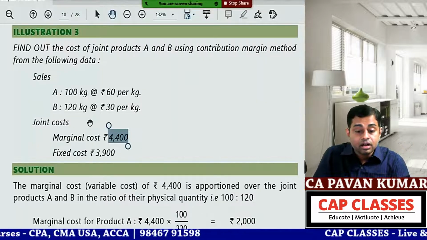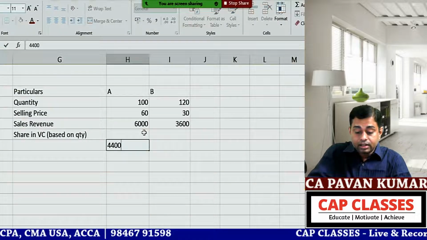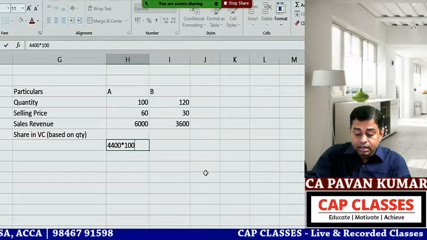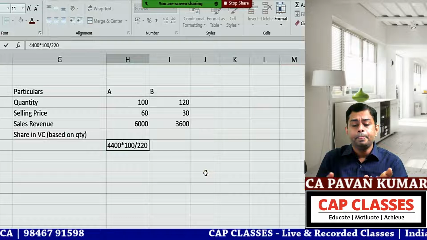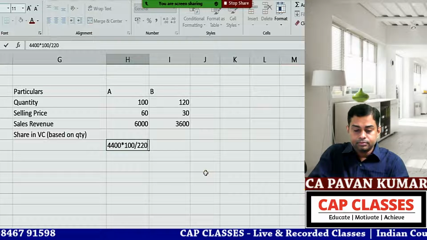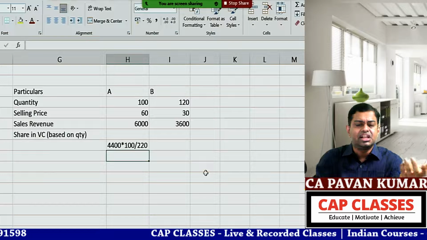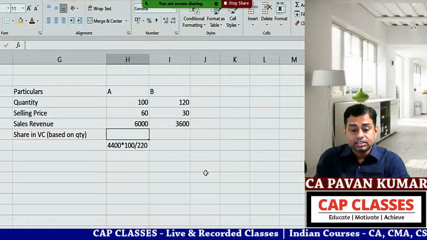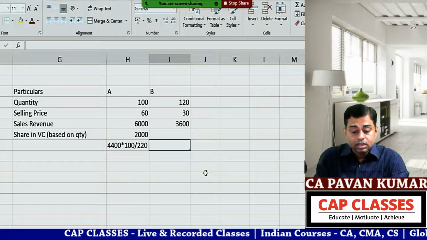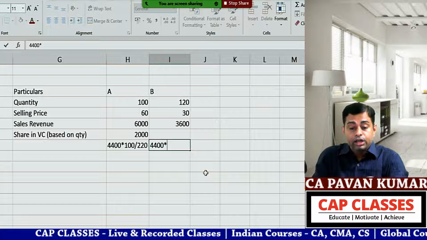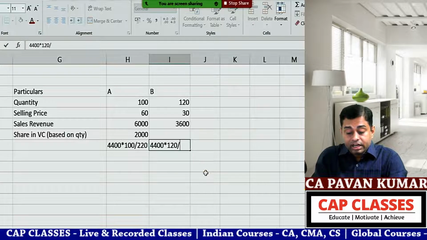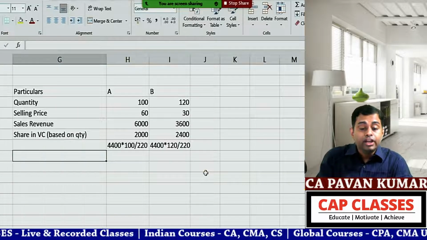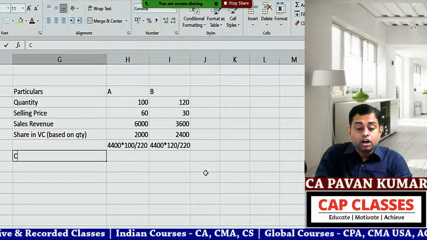Here we take variable cost 4,400 into 100 divided by 220. You can also divide in 5:6 ratio, it will be 5/11, 6/11. So can I say this is 2,000? Here, 4,400 into 120 divided by 220, tell me how much. Is it 2,400? Now, do we know sales minus variable cost is contribution?